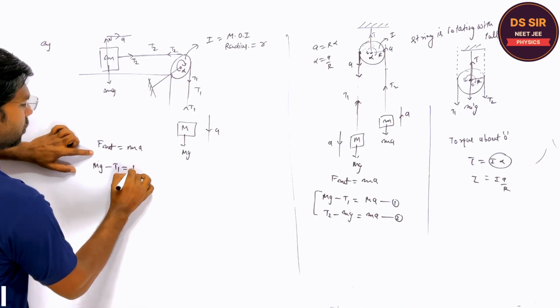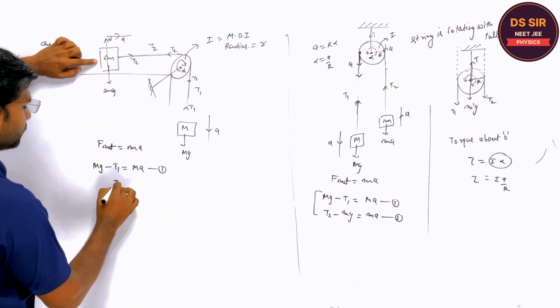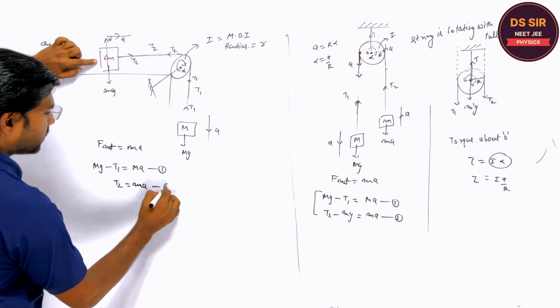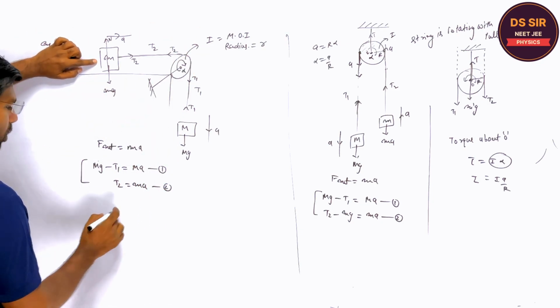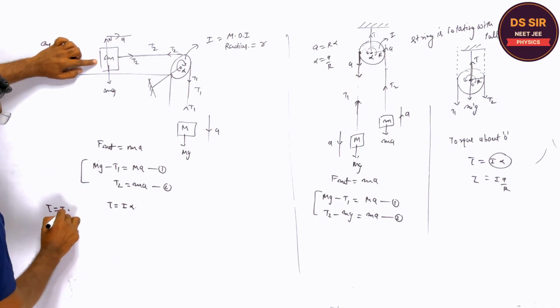Very good. This is equal to capital Ma. For this, very nice, this is the translation motion. Now the torque is equal to I alpha. I will put torque is equal to I alpha.